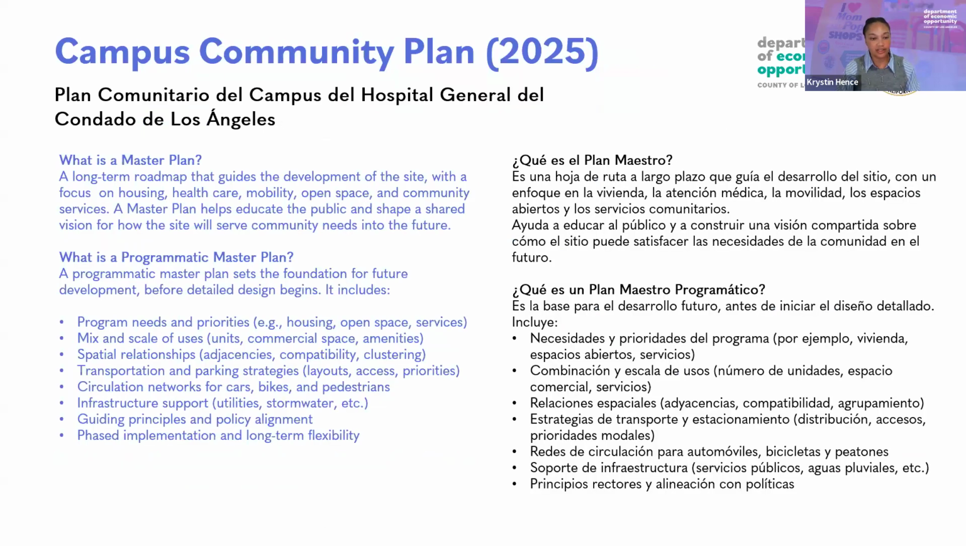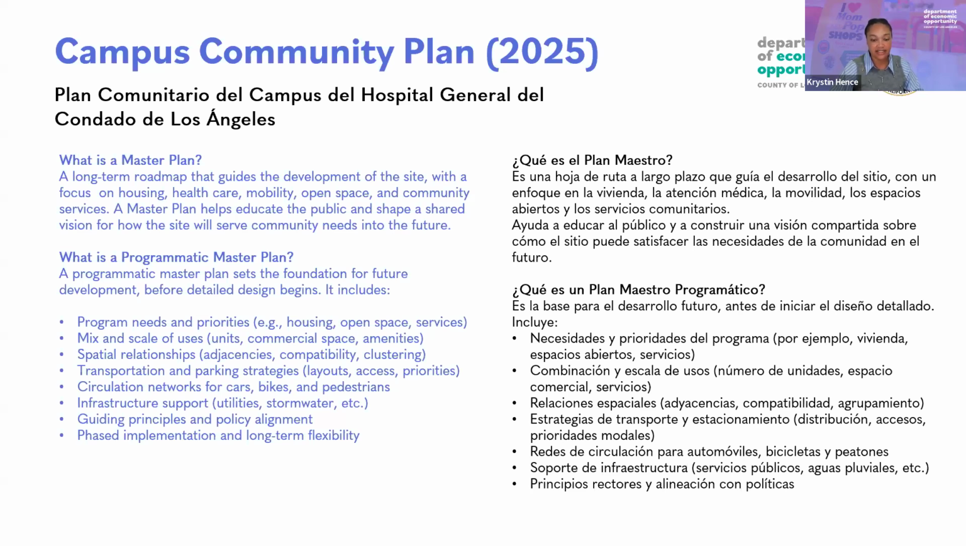So, as I mentioned, we're looking at three elements within this planning process. We've got first a community plan, which some of you have been engaged in thus far, and we hope those of you who have not been will join us. So that's really looking at the master plan, and that's the long-term roadmap that guides the development of the site with a focus on housing, healthcare, mobility, open space, and community services. And this helps to educate the public and shape a shared vision for how the site will serve community needs in the future. This is the big picture visioning.